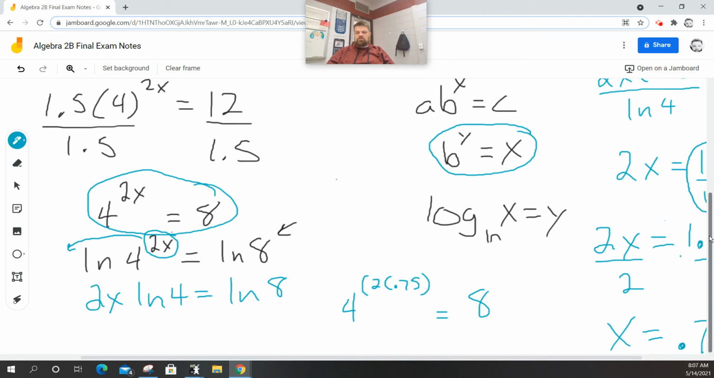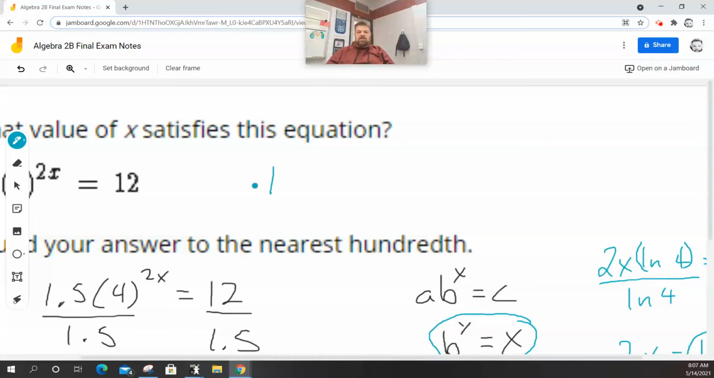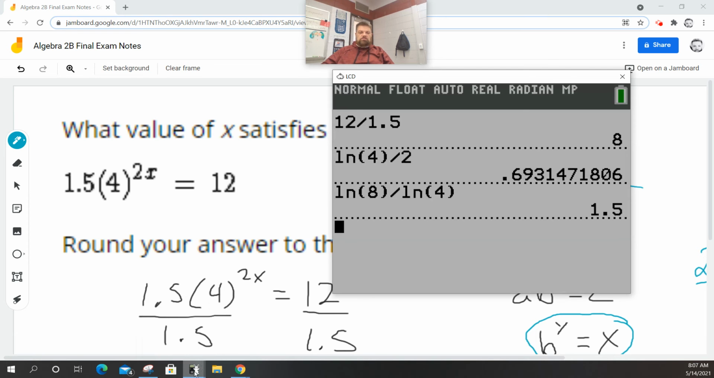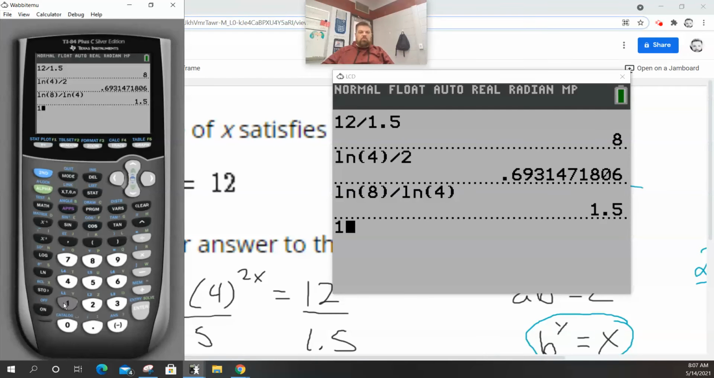In other words, if I say 1.5 times 4 raised to the 2 times 0.75, it should equal 12. So let's just double check that real quick and make sure. So I'm going to say 1.5 times the quantity 4 raised to the 2 times 0.75. If I hit equals, it should equal 12.